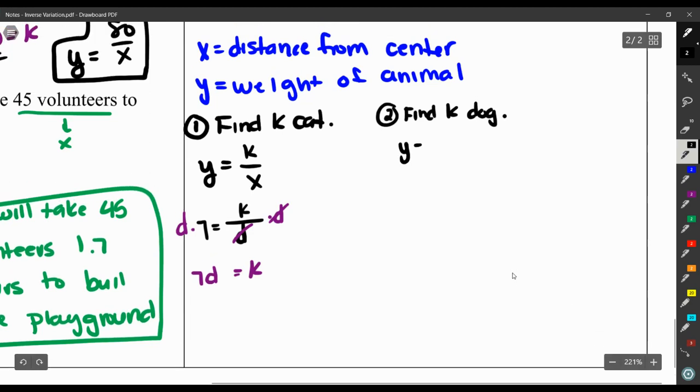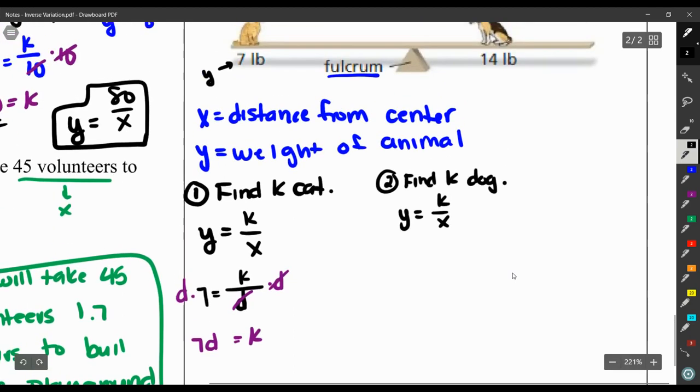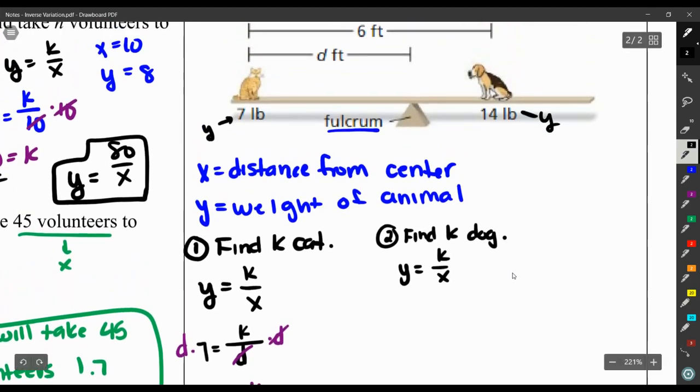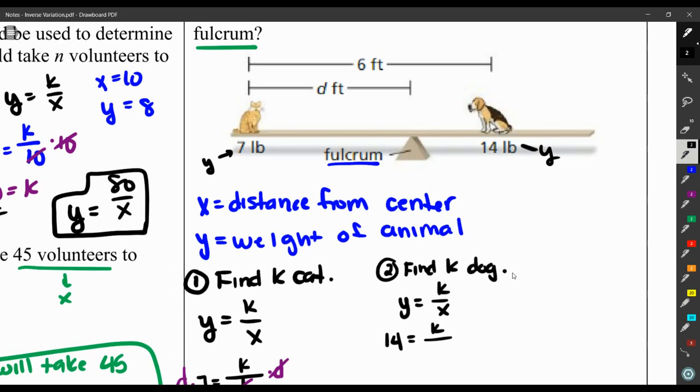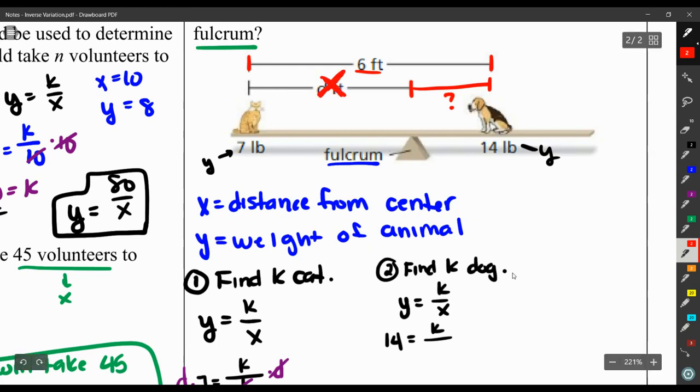Well, we still know that y and x vary inversely, so it's still k over x. I know that the dog is 14 pounds, so 14 equals k over... Now the question is, how far from the center is the dog? Well, if from the cat to the dog is 6 feet, I really only need this piece right here. That's really all I need. So how do I write that little portion as an expression? Well, if the whole thing is 6 feet, I need to take away this distance that the cat is. I don't want this part of the distance. All I want is this piece here.